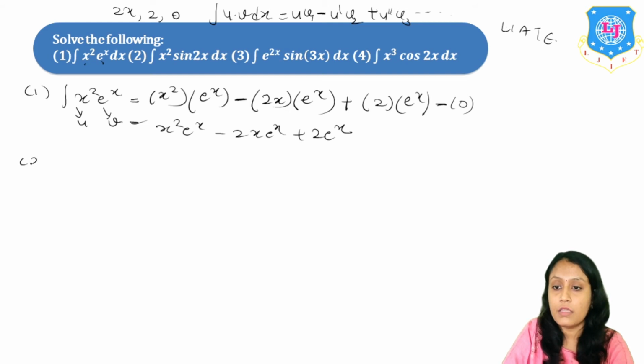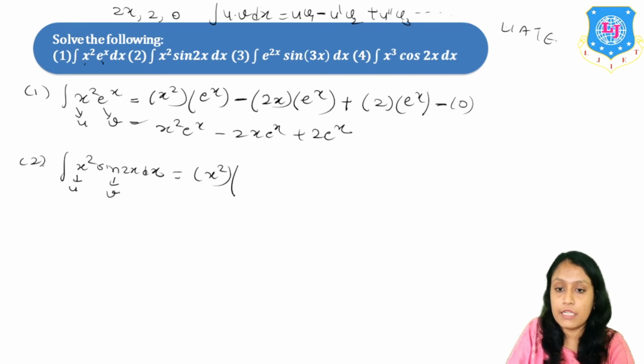Now next is the integration of x square sine 2x dx. So this is algebraic, A, and this is trigonometric, T. This comes first, so we'll take this as u and this as v. If the derivative of x square is finite, we can apply the Leibniz rule. So firstly x square as it is, u as it is, v1 means the integration of sine 2x, which is minus cos 2x upon 2. All right, now the minus sign.